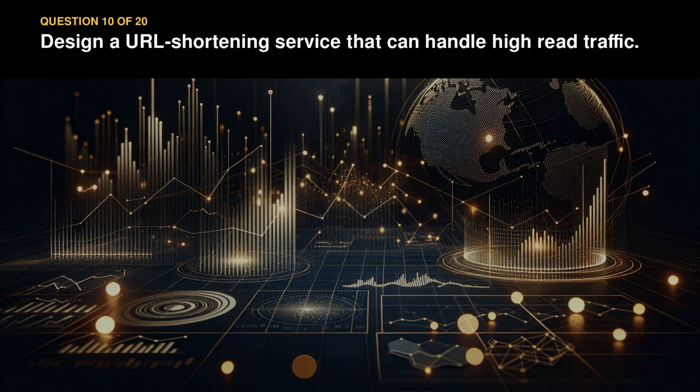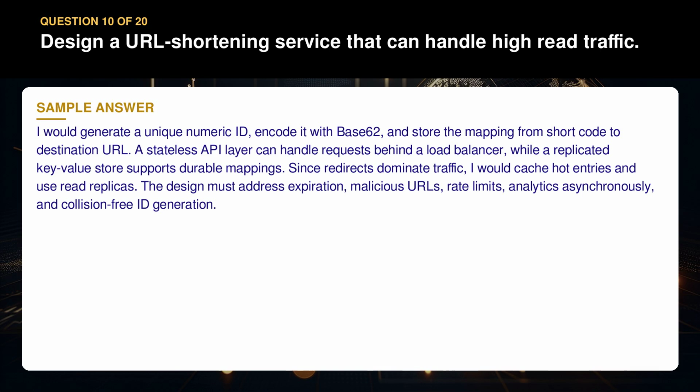Question 10. Design a URL shortening service that can handle high read traffic. I would generate a unique numeric ID, encode it with base 62, and store the mapping from short code to destination URL. A stateless API layer can handle requests behind a load balancer, while a replicated key value store supports durable mappings. Since redirects dominate traffic, I would cache hot entries and use read replicas. The design must address expiration, malicious URLs, rate limits, analytics asynchronously, and collision-free ID generation.